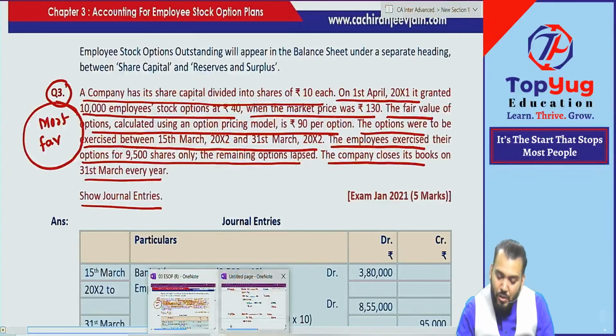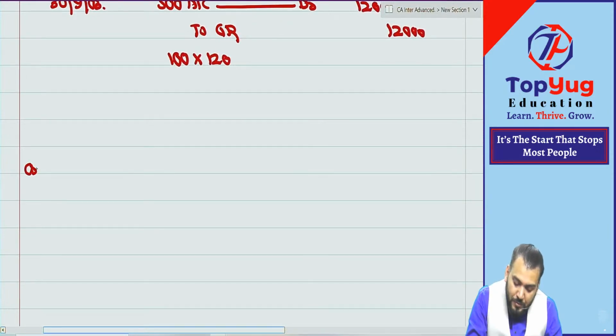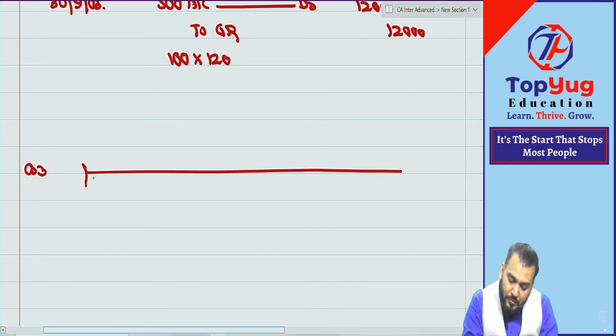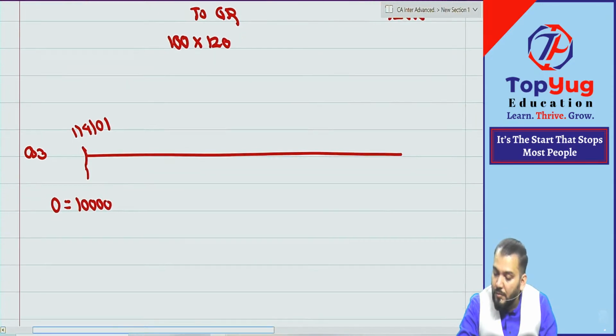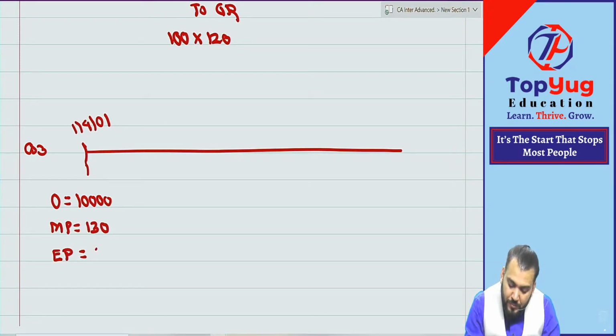Let us draw the timeline first. Question number 3 we are doing. What is the grant day? 1st April 2001. How many options granted? Correct. What is the market price of shares? What is the exercise price? What is the intrinsic value? What is the fair value?